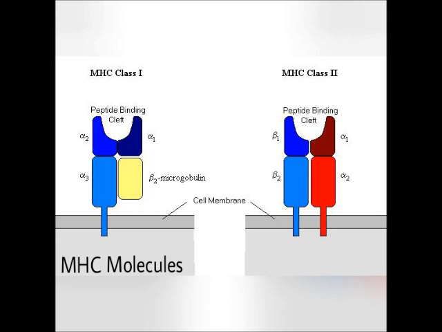The two classes of major histocompatibility complex proteins differ not only in their structure, but more importantly in their functional roles within the immune system. The two types of MHC molecules are specialized to present different types of antigen and thereby elicit different types of responses.